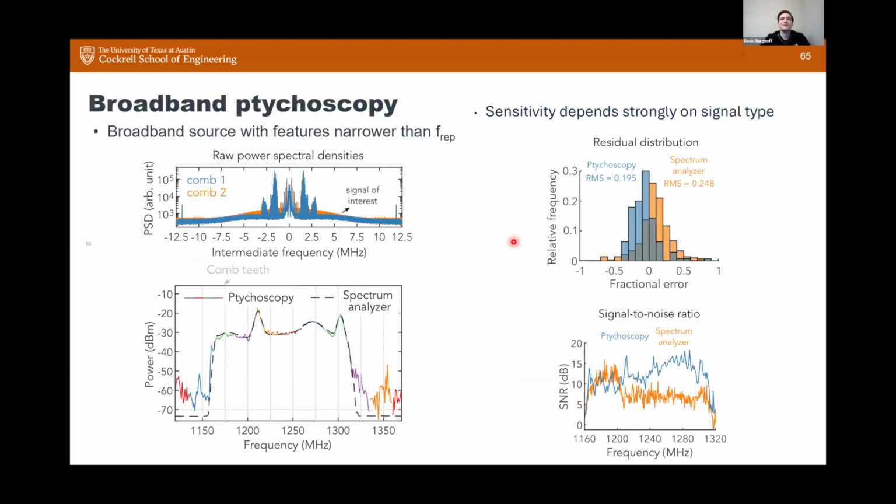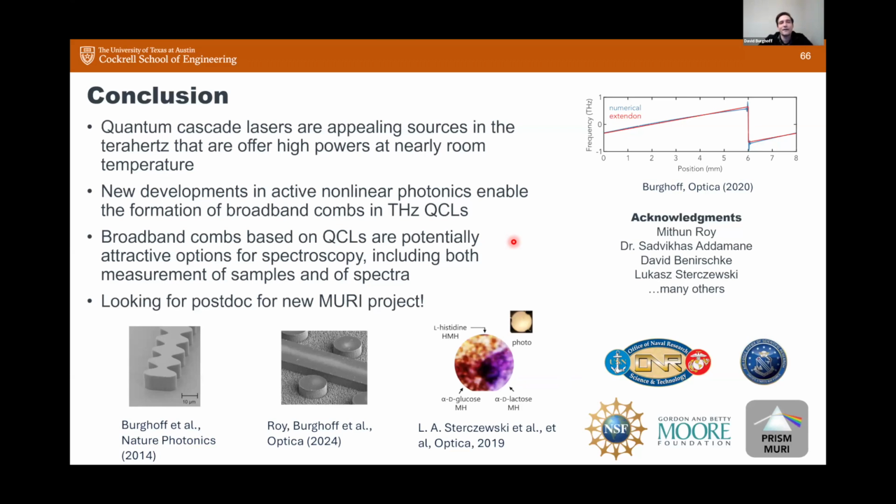That's basically enough time. So in conclusion, I talked about a lot of topics relating to Terahertz quantum cascade lasers, but in general, they're appealing sources in the terahertz that offer high powers at close to room temperature. Maybe room temperature soon, we'll see. There's a lot of interest in active cavity nonlinear optics enabled by QCLs, especially Terahertz QCLs. The one that I focused on today was mostly this FM comb state, which is interesting for a lot of applications. We think broadband combs based on QCLs are potentially attractive options for spectroscopy, including both measurement of samples and spectra.